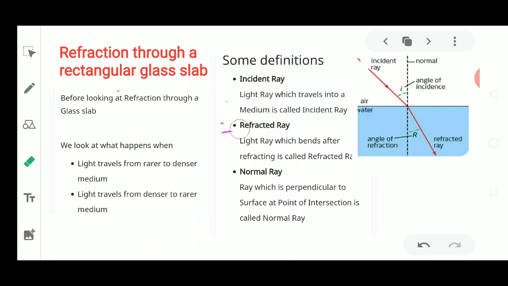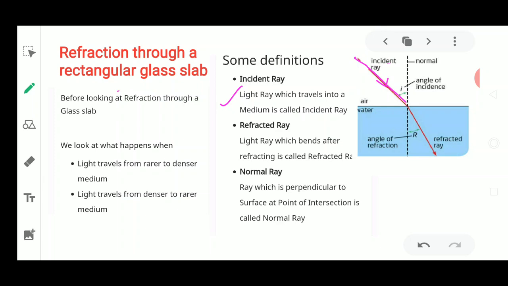Okay, so the ray of light which is traveling from one medium to another. For example, this incident ray is the light which is traveling from the rarer medium to the denser medium. It starts traveling from here, and this is known as the incident ray. Okay, so next, what is the refracted ray?